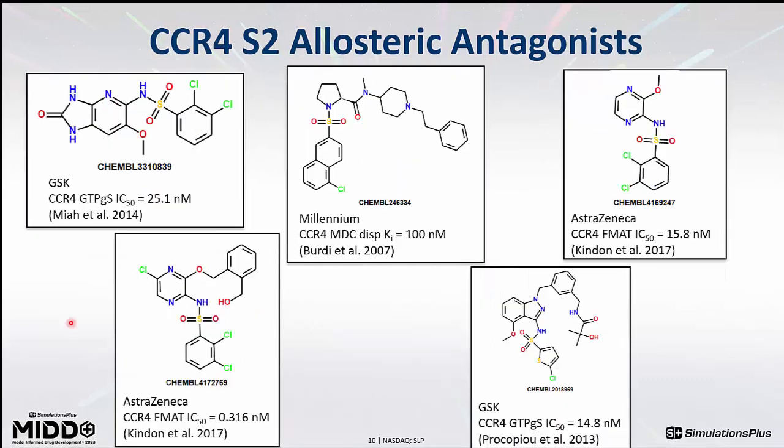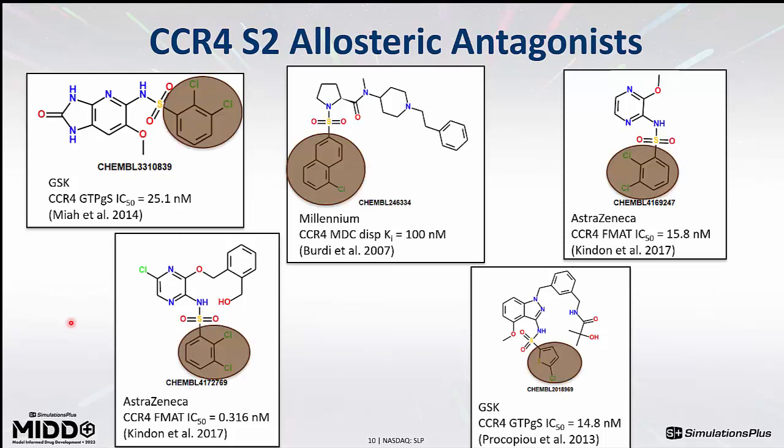This slide shows known CCR4 antagonists that bind to site 2. The compounds also contain a hydrophobic phenyl or thiophene or naphthalene ring in this case with chlorines attached. All of the compounds also contain a sulfonamide group. The sulfonamides that contain a hydrogen atom are also predicted to be acidic at pH 7.4. The highest predicted pKa is 6.91 for the sulfonamide nitrogen in the indazole compounds from GSK.